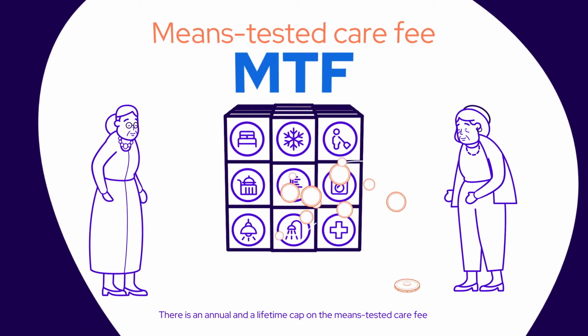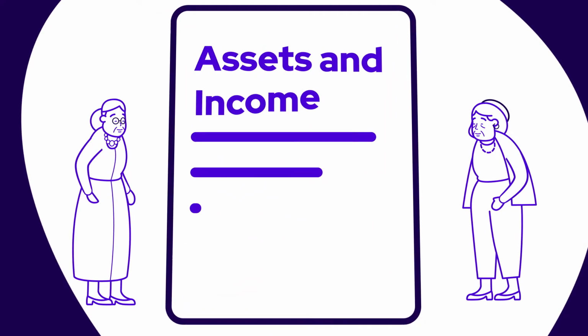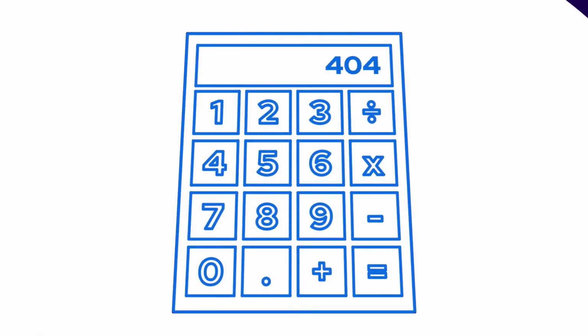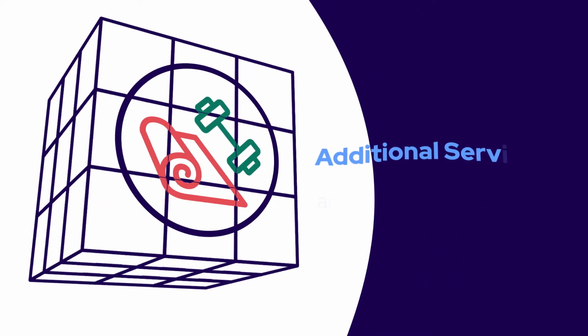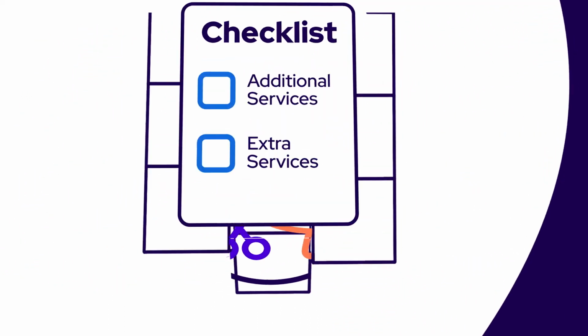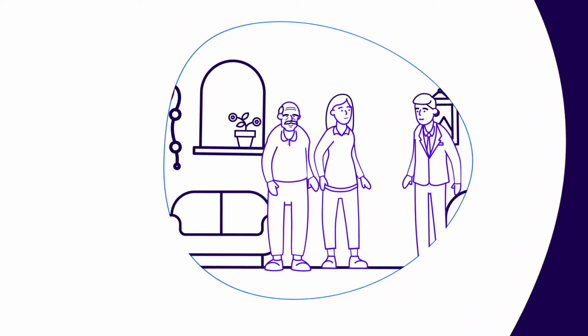You can find out if you have to pay this fee and how much by submitting your combined assets and income assessment. Or you can estimate your fee by using the fee calculator while you wait for the final determination from your assessment. Some care communities offer additional services or extra services. Make sure you ask about the cost and conditions of these services before signing any agreements.